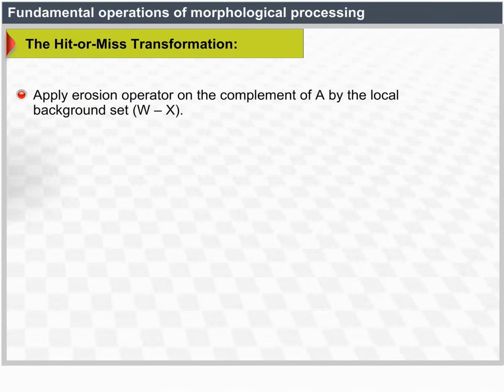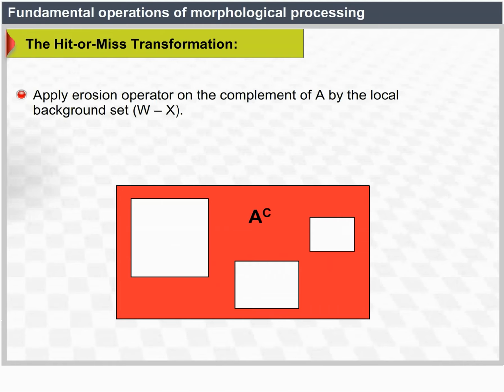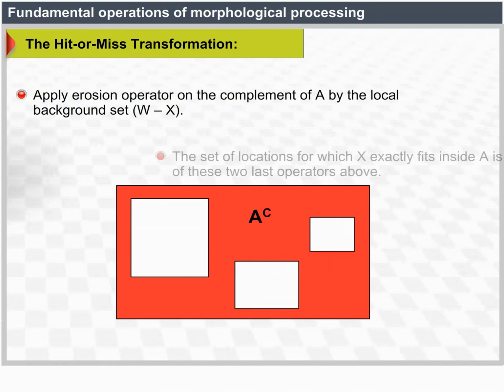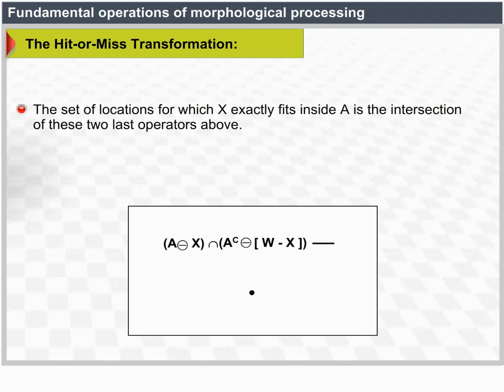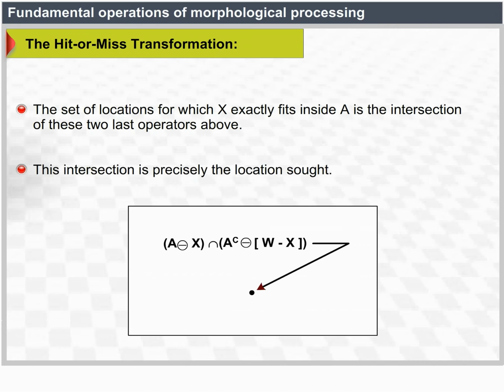Apply the erosion operator on the complement of A by the local background set, W minus X. Notice that the set of locations for which X exactly fits inside A is the intersection of these two operators above. This intersection is precisely the location sought.